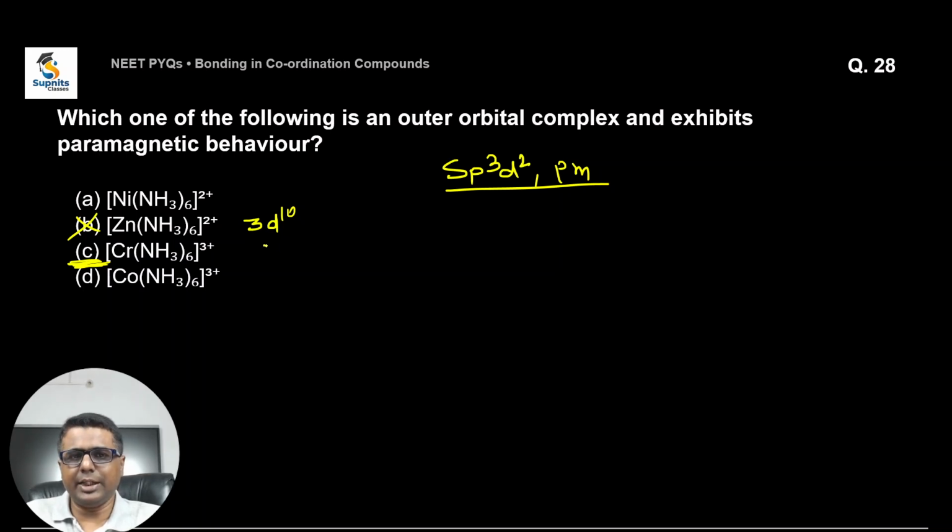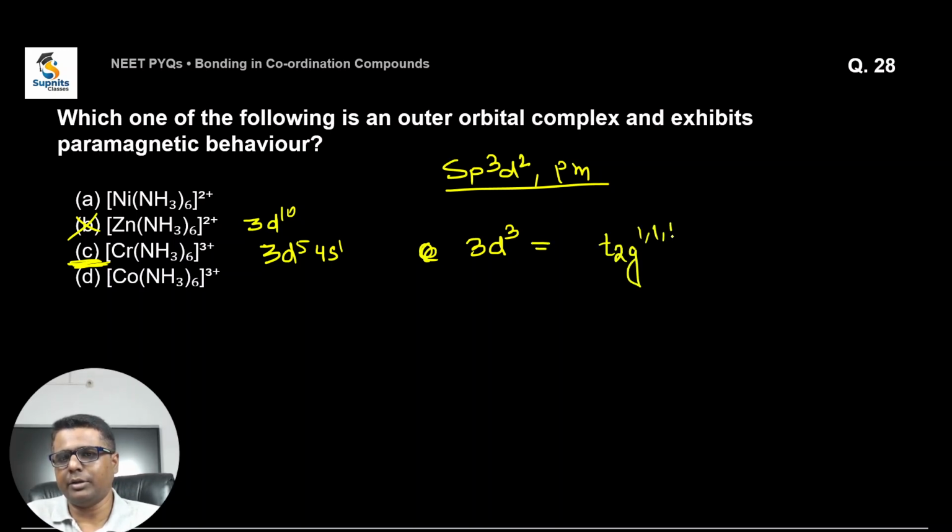Okay. So Cr is normally 3d5 4s1. Now 3 plus means 3d3. 3d3 means t2g 1, 1, 1, 100% paramagnetic. And if you see the eg orbitals are empty, so d2sp3, this is inner orbital complex. This will not be my answer. So I have to check others.